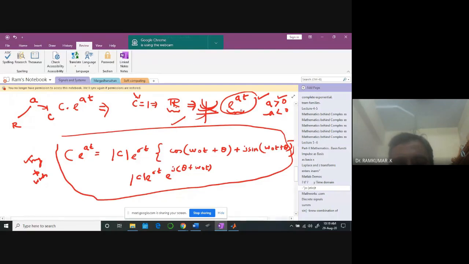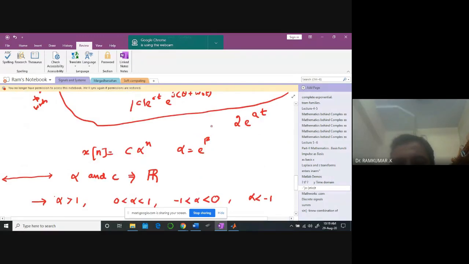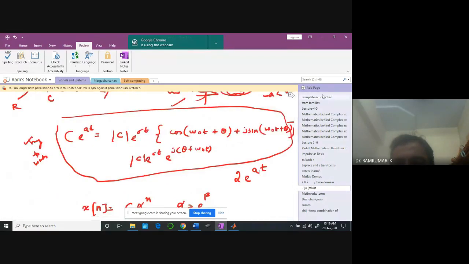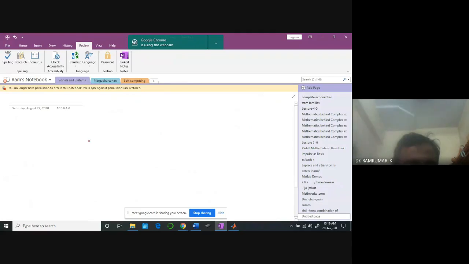Till what I said, everybody understood? Yes, sir. Now, if I put 2 e power 80, what happens? Can somebody help me out? What will happen if I put 2 e power 80? This is C e power 80.